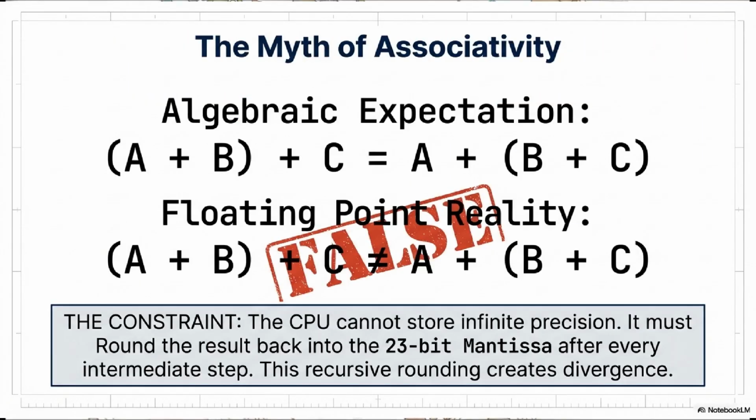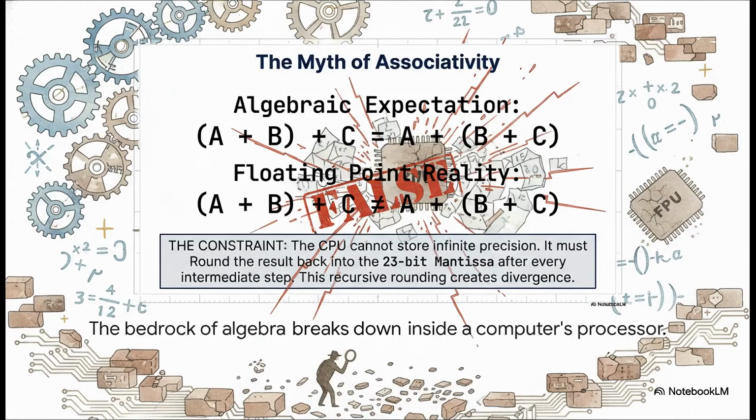And here it is, our central mystery, the associative property. A plus B plus C is the same as A plus B plus C. It's like Math 101, a bedrock of algebra that we all take for granted. But inside a computer's math coprocessor, the floating point unit, this is just false. No, seriously. The order you add numbers can completely change the answer. So how is that even possible? Well, let's go find our prime suspect.